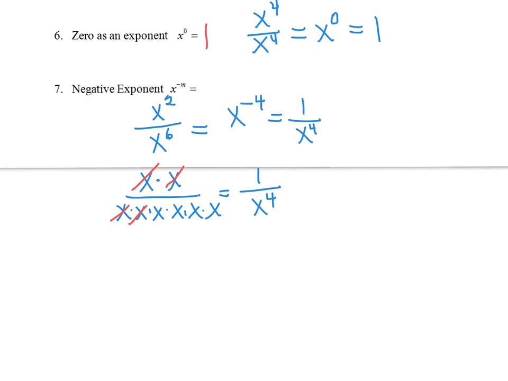Our answer then for x to the negative m would be 1 over x to the positive m. So to make an exponent positive, we just move that term to the denominator or take the reciprocal of the base and raise it to the positive exponent.